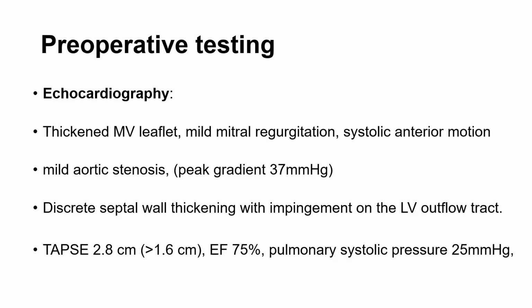For his pre-op cardiac testing, he had an echocardiography that showed thickened mitral valve leaflets, mild mitral regurgitation, and systolic intermotion of the mitral valve. There was a mild aortic stenosis, the peak gradient was 37, and there was some discrete septal wall thickening with impingement on the left ventricular outflow tract. There was normal RV function with a TAPSE of 2.8 and normal systolic pulmonary pressure of 25.